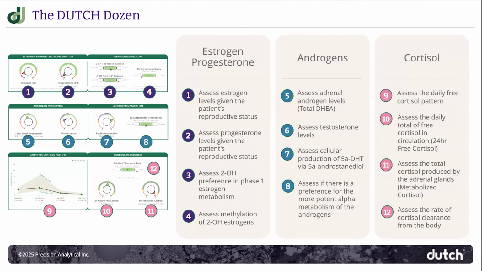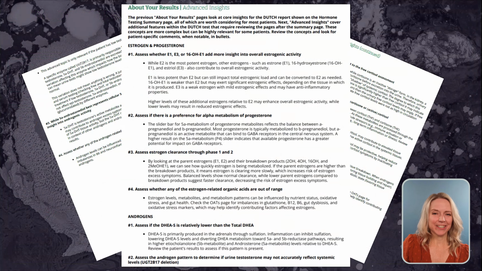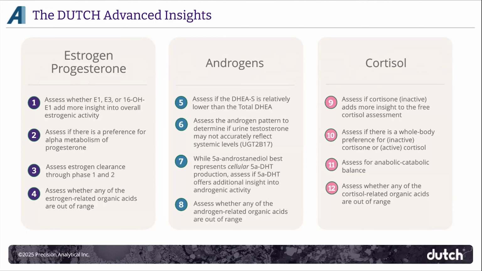They're distilled, simplified. You can feel confident basing your assessment on these 12 key concepts, plus the OATs, and get to the fun part, which is designing the treatment plan a little bit faster. With the Advanced Insights section following the Dutch Dozen, you can dig deeper to identify advanced patterns within the report if they exist. Those deeper level concepts may not be pertinent in every case, but those you should consider for some, like sulfation of DHEA that we saw in this case, or cortisol-cortisone balance. This is all covered in the Advanced Insights section.